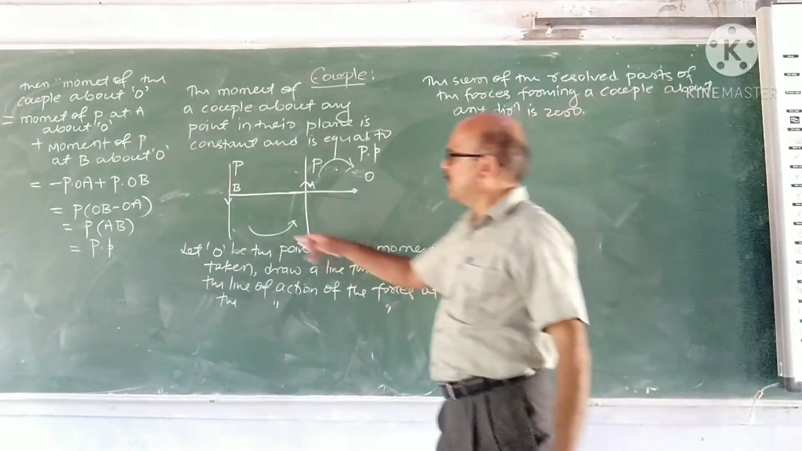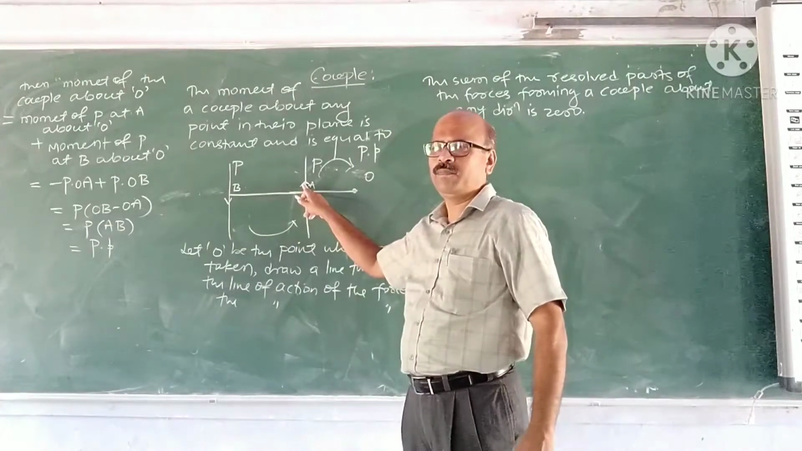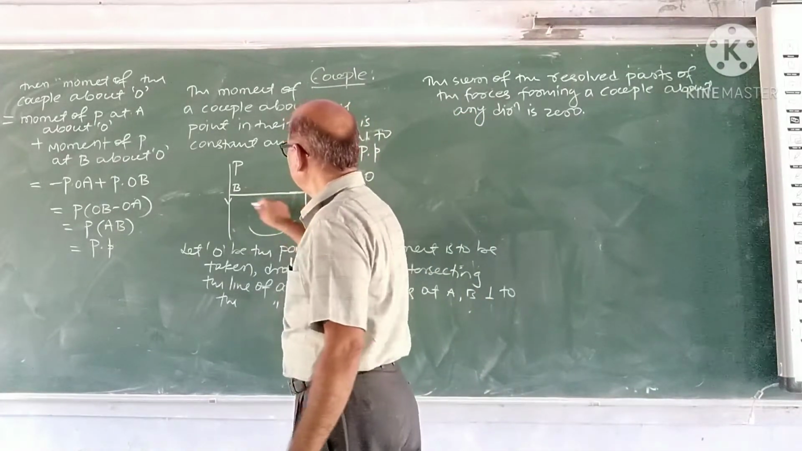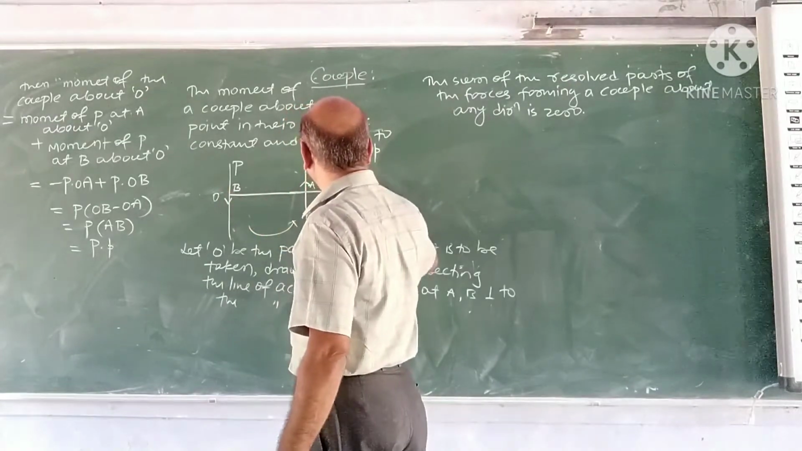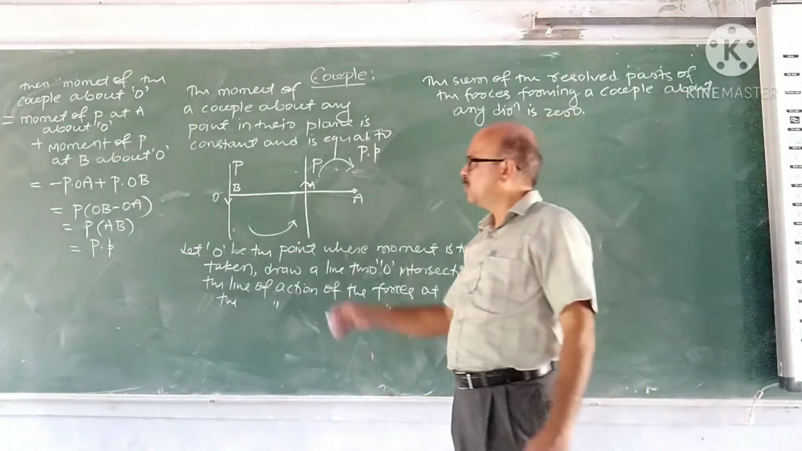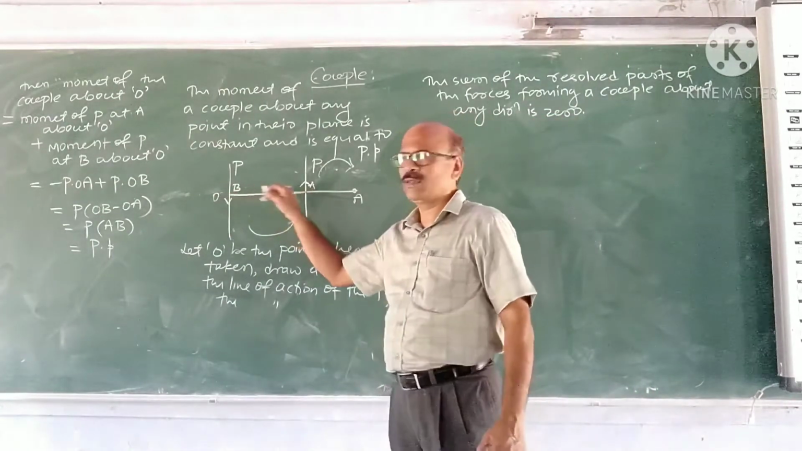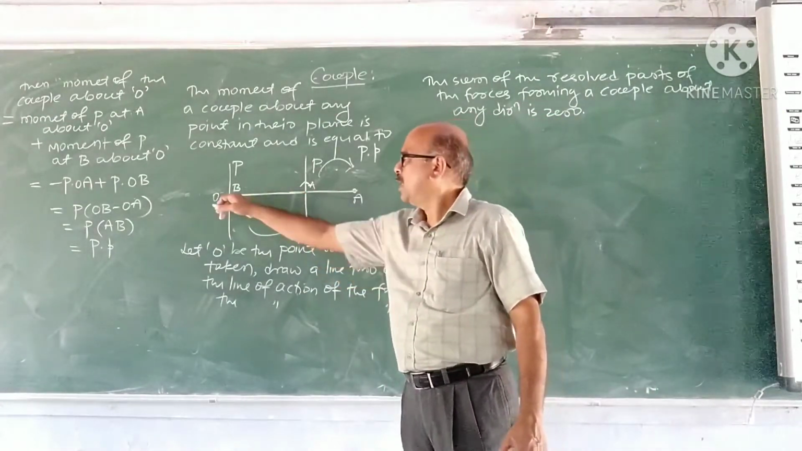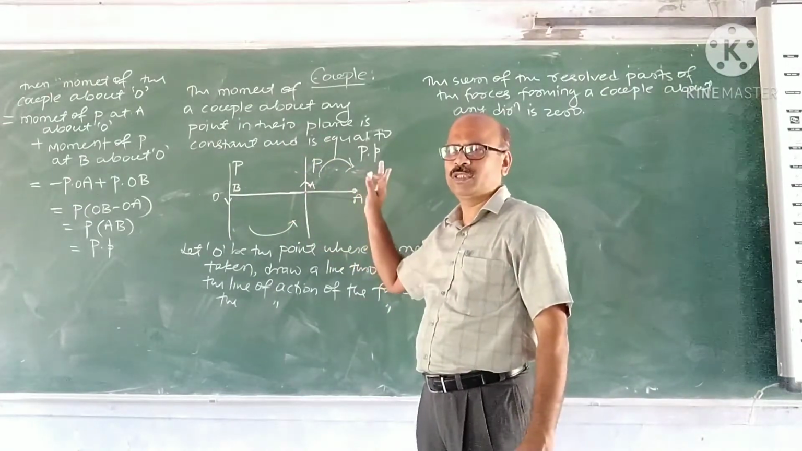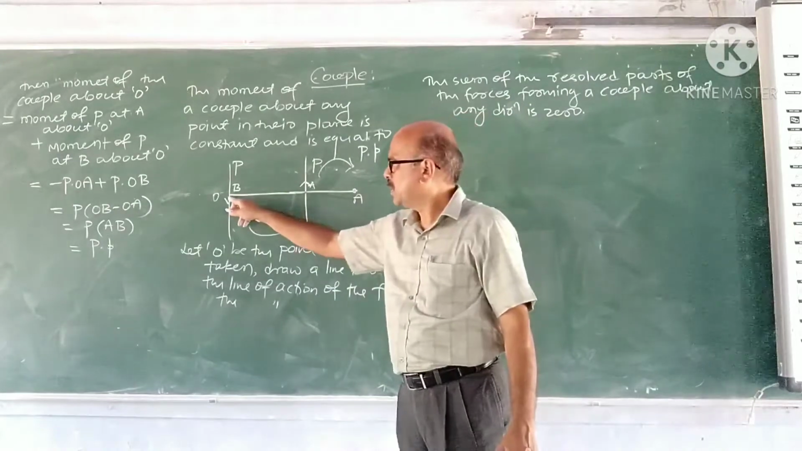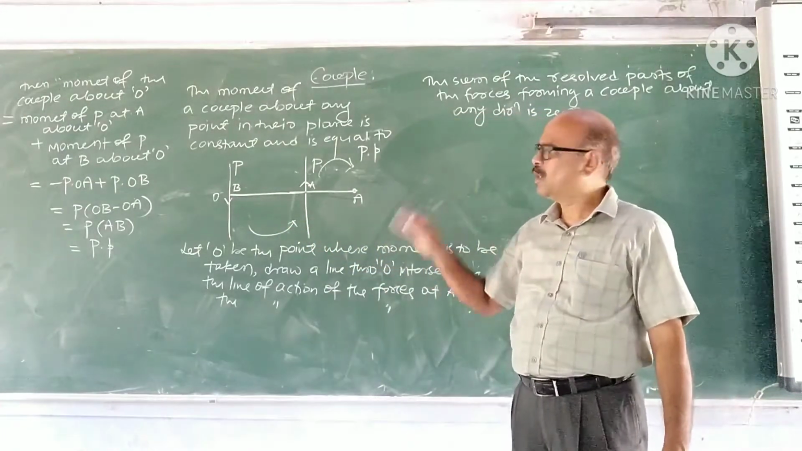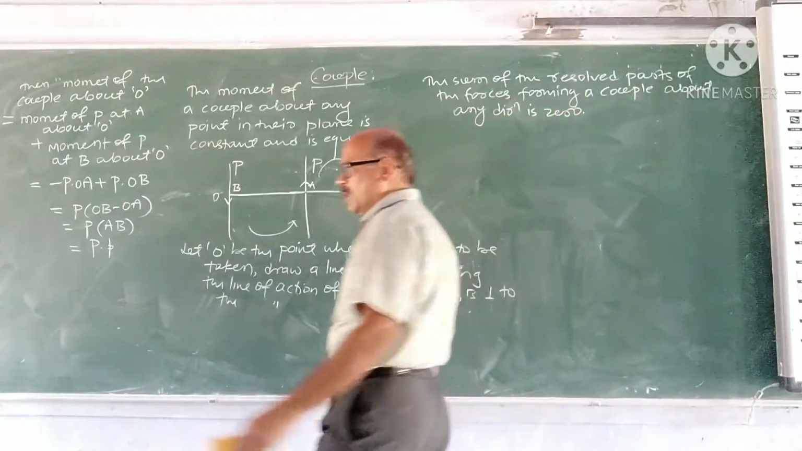Now, see the couple here. PP is the couple. Suppose OA is the given direction. What you have to prove is that the sum of the resolved parts of the two forces forming the couple along OA is 0, and perpendicular to OA is also 0. We take the resolved parts of P along OA. What is the resolved part?